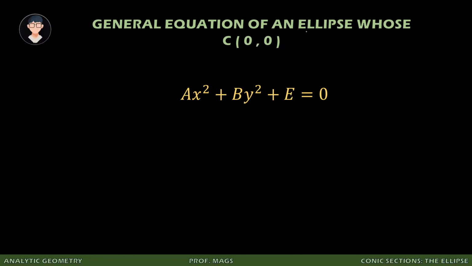The general equation of an ellipse whose center is at the origin C (0, 0) is Ax squared plus By squared plus E is equal to 0. This general equation is familiar to the general equation of a circle whose center is at the origin. So let us analyze it.